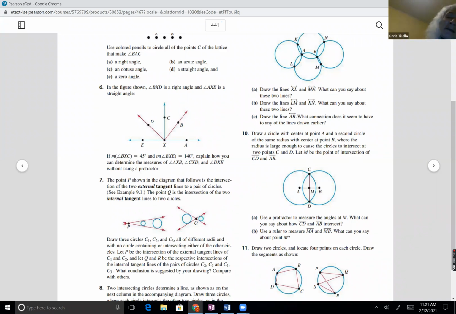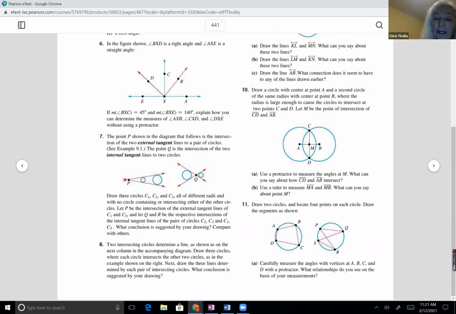So, okay, better? With this one down here, use your protractor to measure those angles and draw those conclusions. Because folks, I'm not stupid. I know the answers to these questions are in the back of the book. I want to see how you got those answers.